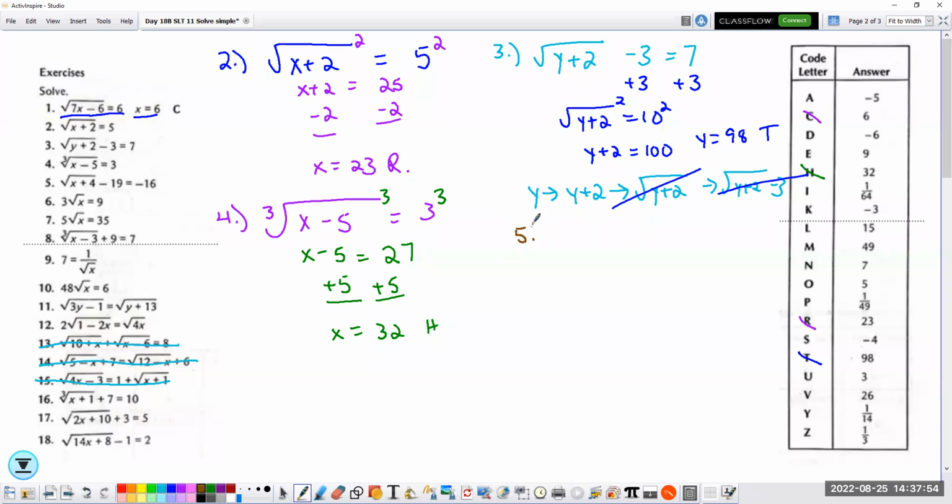Number 5, we've got the square root of x plus 4. And again, you should really be doing these on your own and using the video as a resource to check or if you get stuck. I see the outermost operation is subtracting 19. So I'll start by adding 19 evenly on both sides.